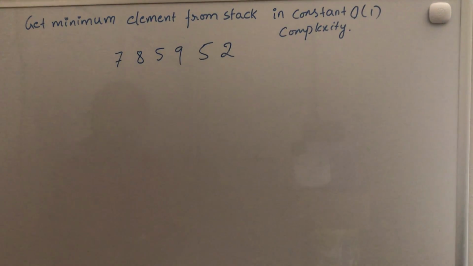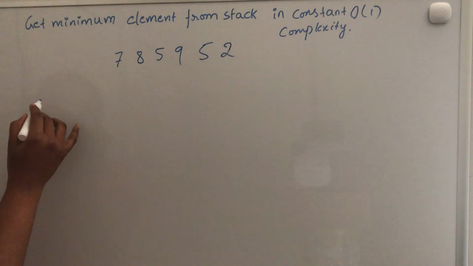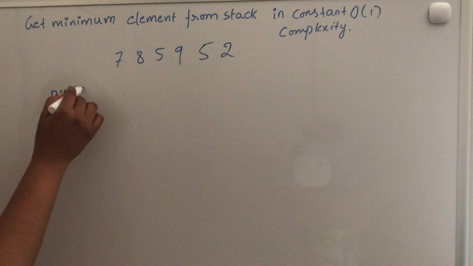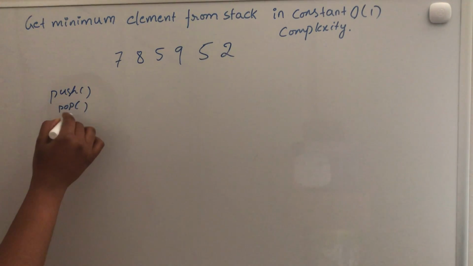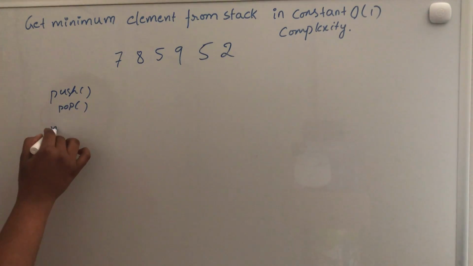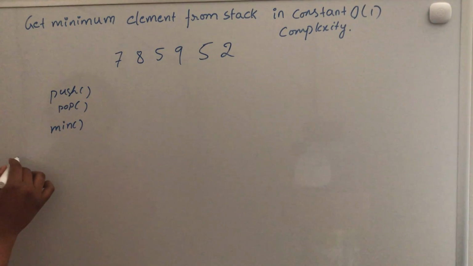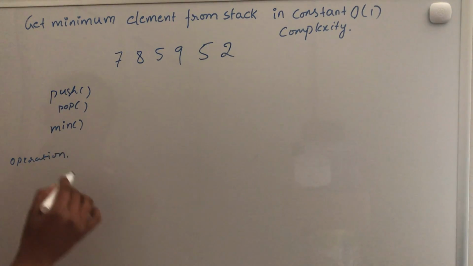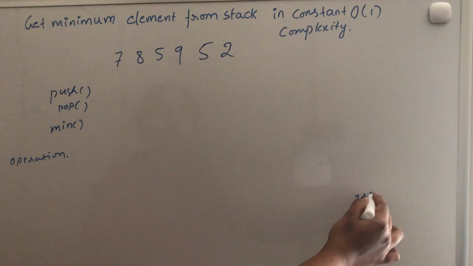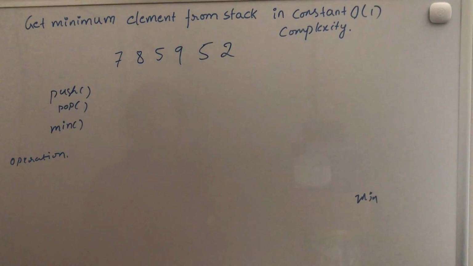So here the problem is to get the minimum element from a stack in order of one time complexity. Here is the given stack, and in a stack we do operations like push, pop, and all these things. Here we need to get the minimum, so we need to keep track of operations and the minimum. Suppose this is the stack.